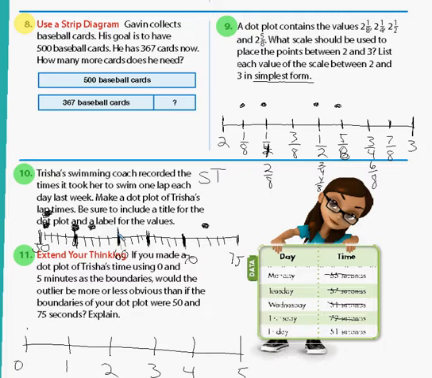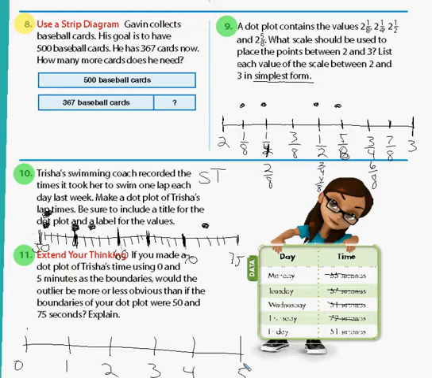Okay, extend your thinking. If you made a dot plot for Trisha's times using 0 and 5 minutes as the boundaries, would the outlier be more or less obvious than if the boundaries of the dot plot were 50 and 75 seconds? And explain. Basically, I'm just going to show you and talk you through it as I do it. On the first one we used a number line between 50 and 75 seconds, and that encompassed all the data. Obviously 0 minutes to 5 minutes is still going to get all the data, but we'll plot it in there a little bit.